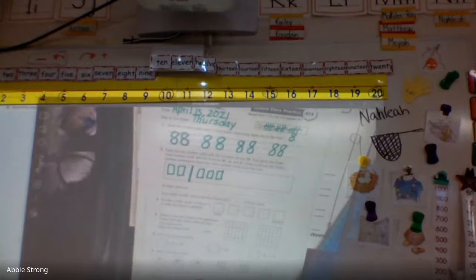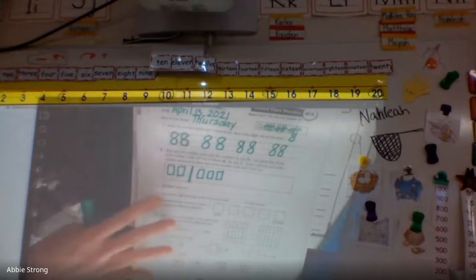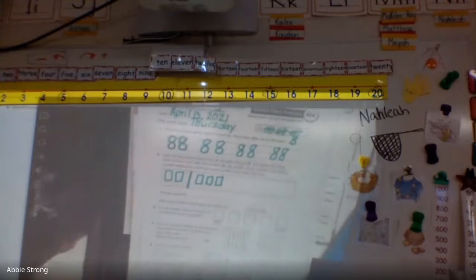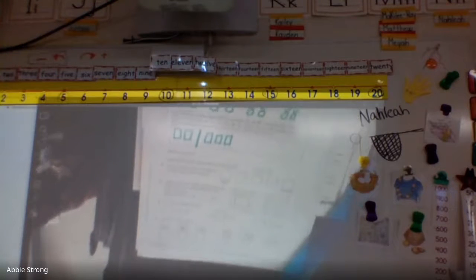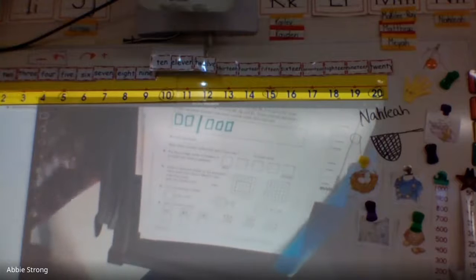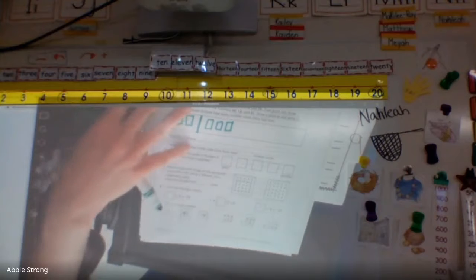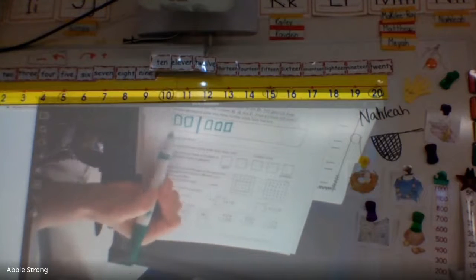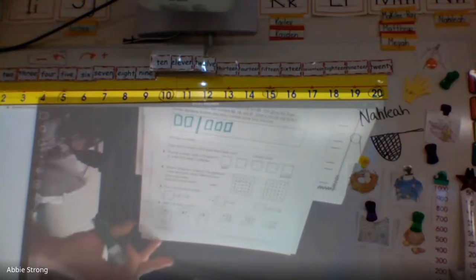Now we need to write out our number sentence. I'm going to slide this up. I want somebody to come tell me what the first number is, and you're going to write it on the line for us. You can stand up on the little bench there and write that for me. Savannah, how many were in the first group? 2. Come write the 2 on the number line.